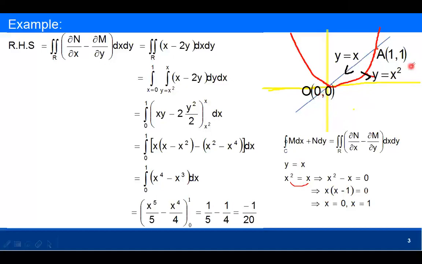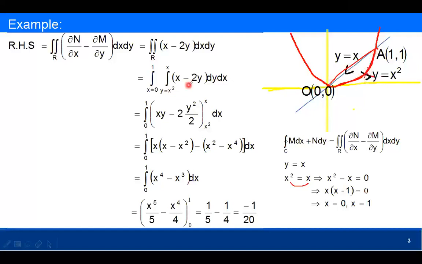Now x is varying from 0 to 1, so the x limits are 0 to 1. Now y, see this, is moving along this curve, y = x², and along this line, y = x. So therefore y is varying from x² to x. Since y is dependent on x, we are integrating first with respect to y.